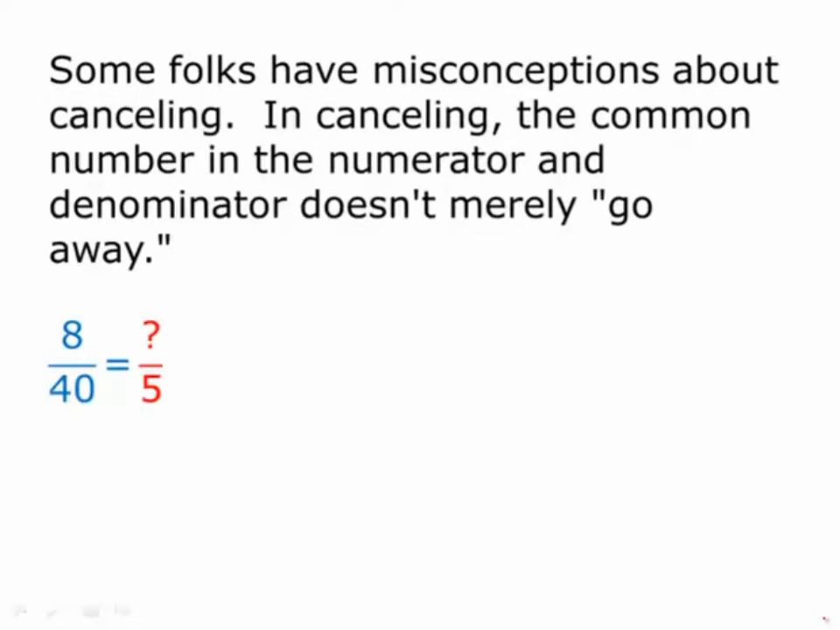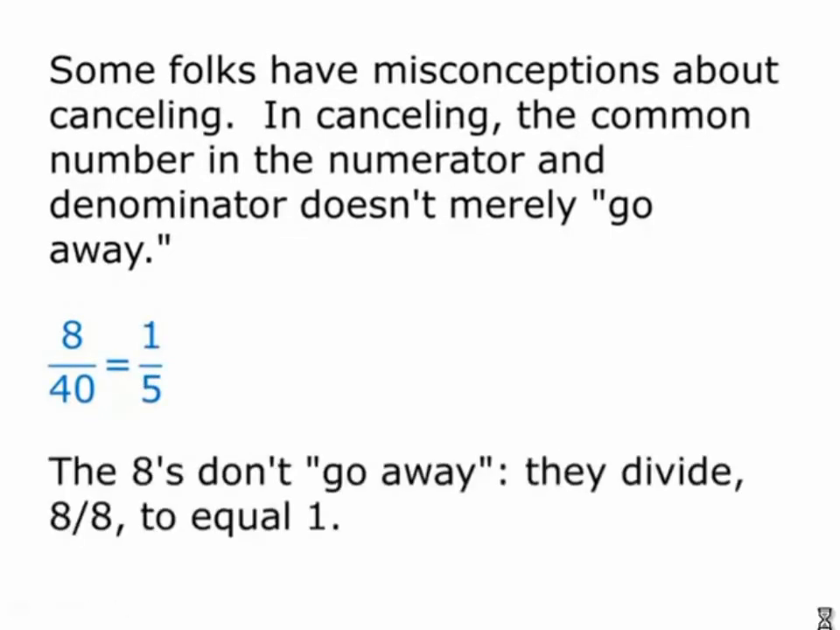Well, people who are stuck on the concept of 8's going away then wonder what happens in the numerator. What if the 8 goes away? What's left in that numerator? Instead of thinking of it in terms of the 8's going away, we cancel the 8's. That is to say, we divide by the 8's. And 8 divided by 8 is 1. The 8's don't go away. They divide 8 over 8 to equal 1. This is a crucially important idea for anyone who previously has been using the go away understanding of canceling.